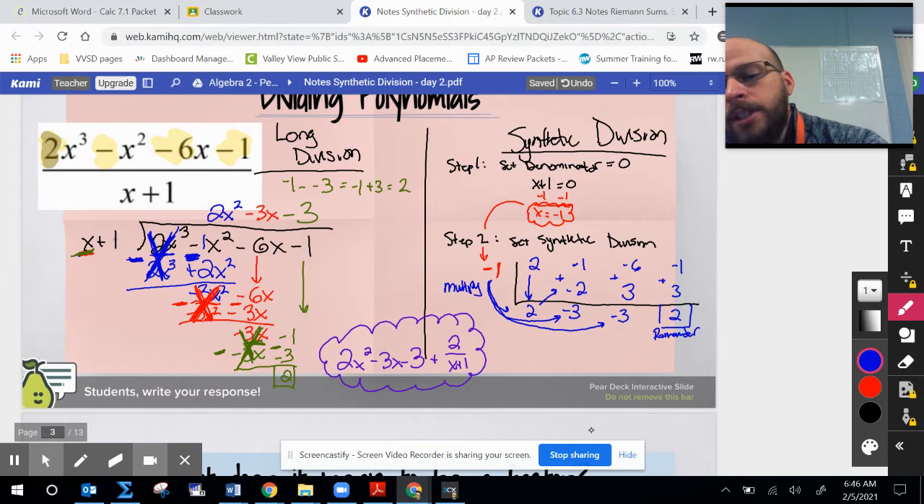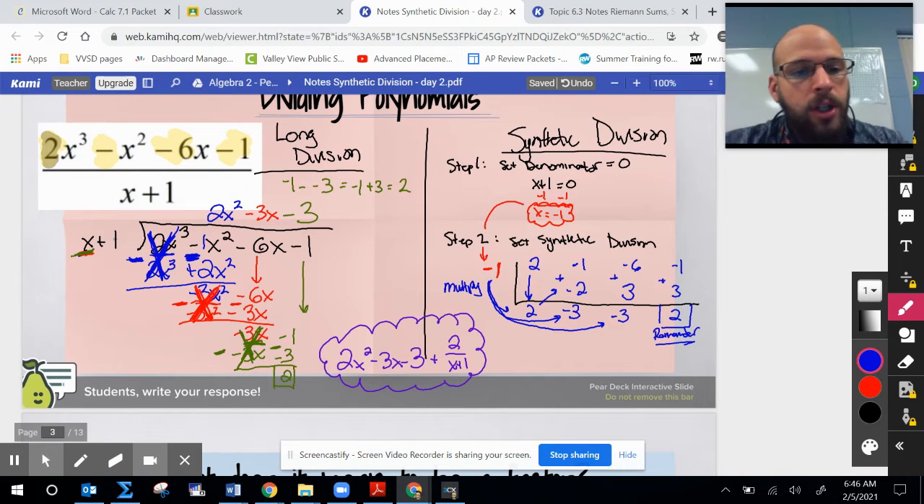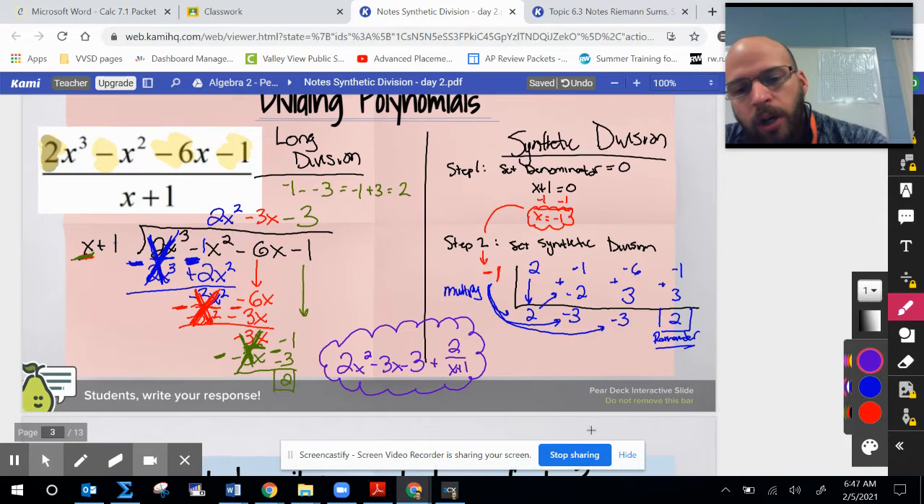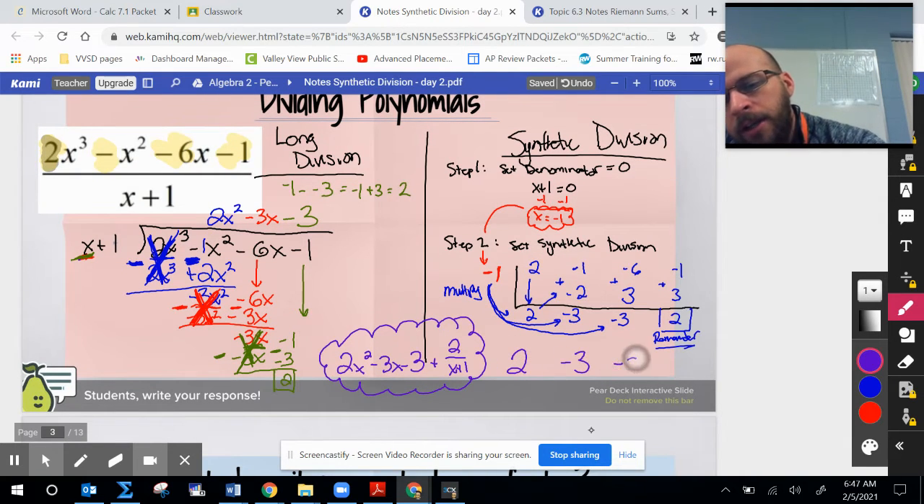Now, we started with a cubic function. If you look at that original problem in white, that was a cubic function. We divided it by a linear function, which means it's got to get smaller, right? So if we take a cubic and divide it by a linear, we are going to get a quadratic. See these numbers on the bottom here? We know the last number is our remainder. But watch what I do here. Because it was cubic, it's going to get smaller. So now it's going to be 2x squared minus 3x minus 3 plus my remainder.